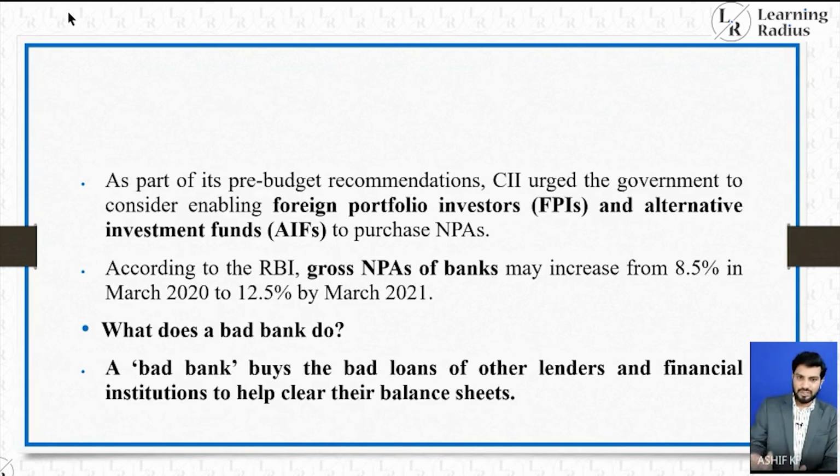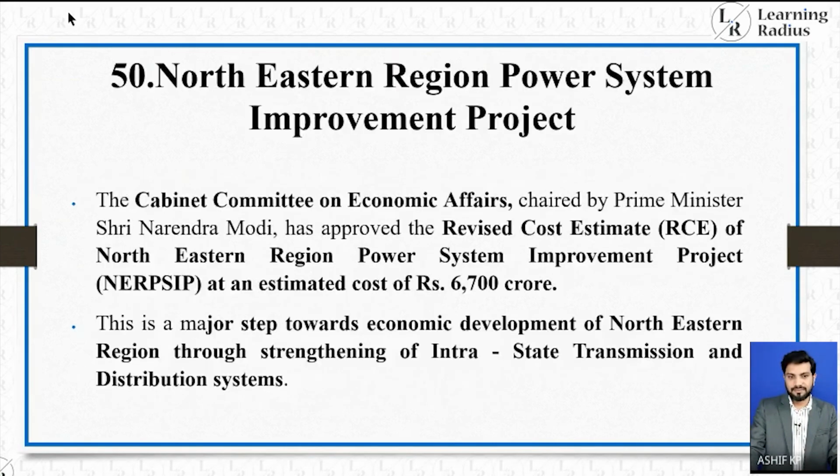What does a bad bank do? A bad bank buys the bad loans of other lenders and financial institutions to help clear their balance sheets. So that's the concept, it is very simple.